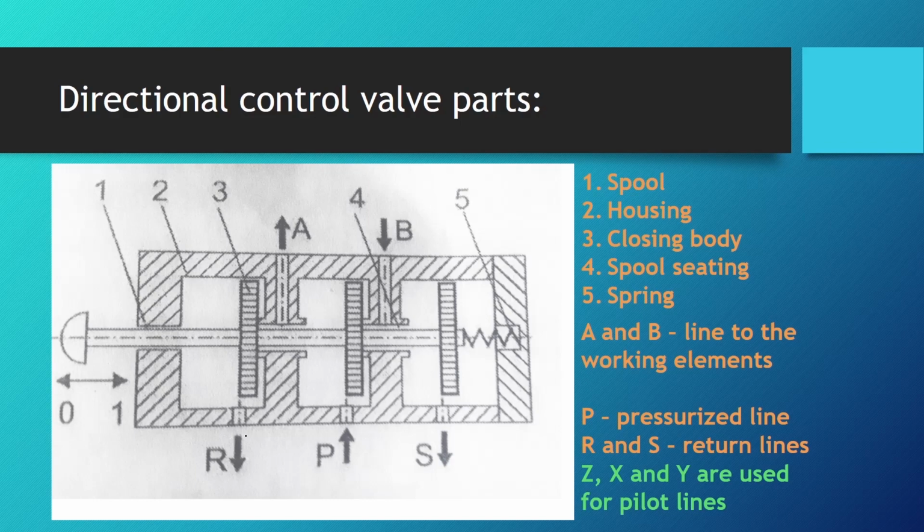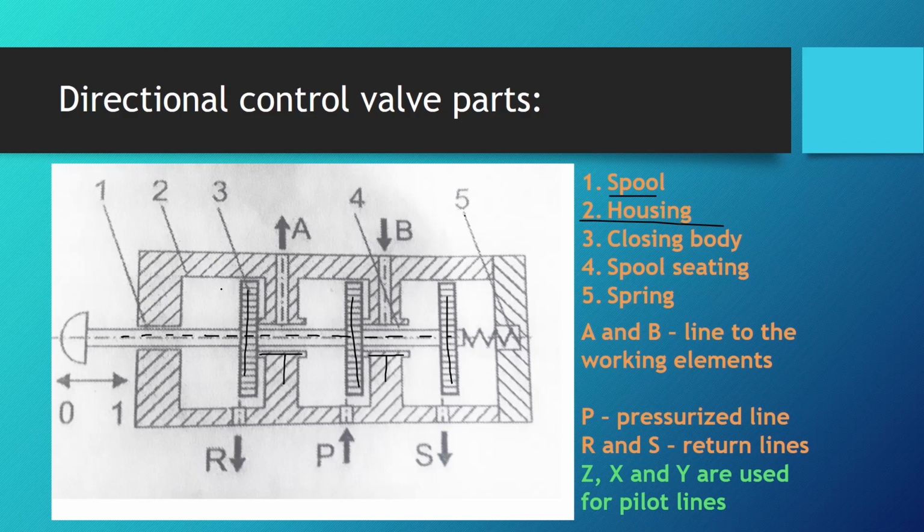So here we have a spool directional control valve. On number 1, we have the spool, which is located all along this housing that we have on number 2. On 3, we have the closing bodies, which are used to seal or to close these little ports, and we'll see how it functions in a minute. On 4, we have the spool seatings, so this is a spool seating, and this. And on number 5, we have the spring, which brings the spool back to the 0 position.